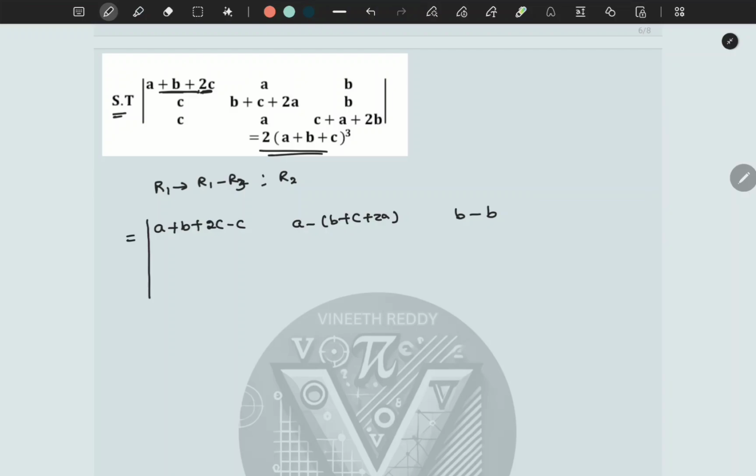So from row 1 let us subtract row 3. You can do row 2 also, nothing wrong. I'm just trying to maintain uniformity. And simultaneously I'll subtract row 3 from row 2 also. Okay, so let us say this is row 3.